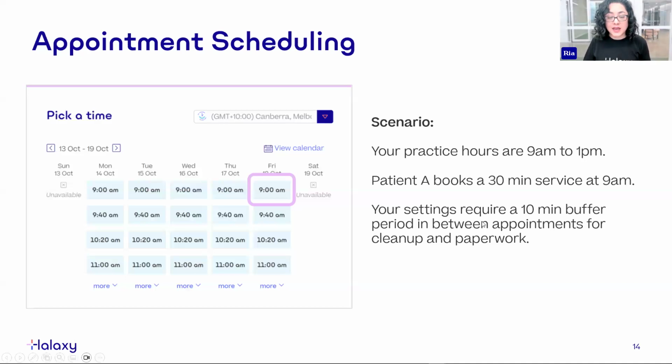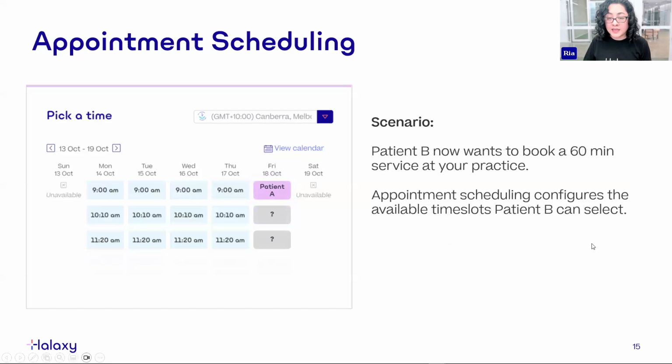So let's say that patient books for the 9 a.m. So that's taken. So 9 a.m. to 9:40, that's all booked out. Then patient B now wants to book a 60-minute service at your practice. So appointment scheduling configures what available time slots the second patient can select.